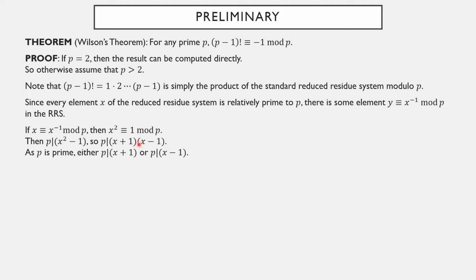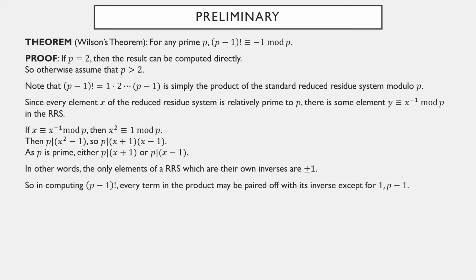Since p is a prime, if it's a factor of a product, it's a factor of one of the two things. Now, if p is a factor of x plus 1, then x must be equivalent to negative 1 mod p. While if p is a factor of x minus 1, then x must be equivalent to 1 modulo p. So we started with x is its own inverse, and we concluded with x is either 1 or negative 1. So the only elements of a reduced residue system that are their own inverses are 1 and negative 1.